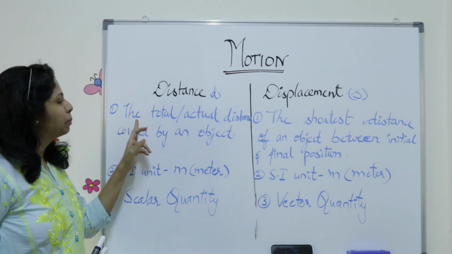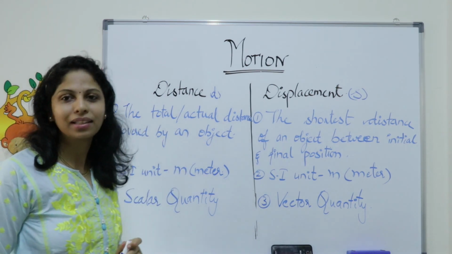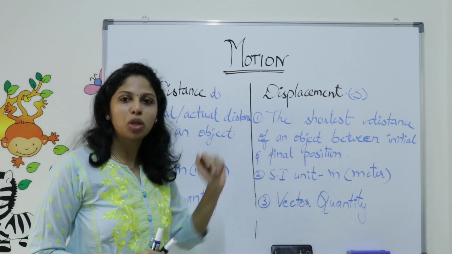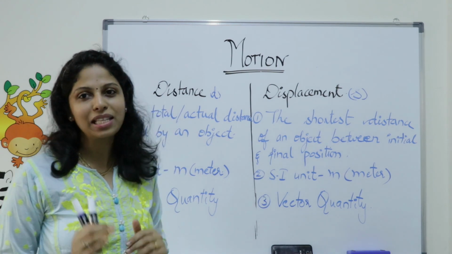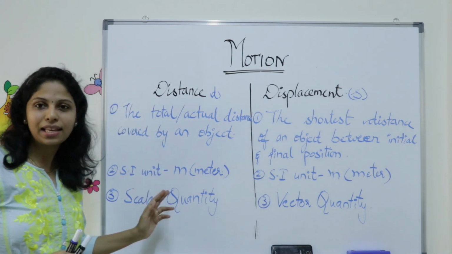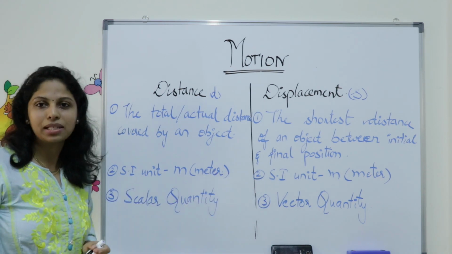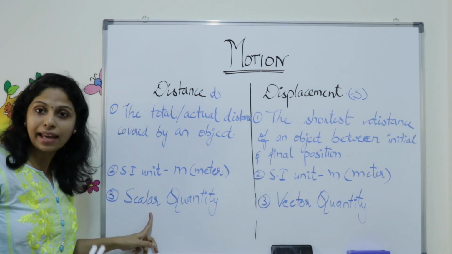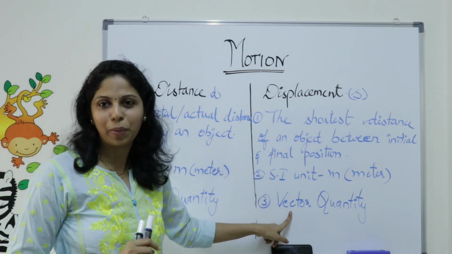The distance is nothing but the total or the actual distance covered by an object, whereas displacement is the shortest distance of an object between its initial position and its final position. And the SI unit of displacement and distance both are meters. The distance is a scalar quantity, whereas displacement is a vector quantity.